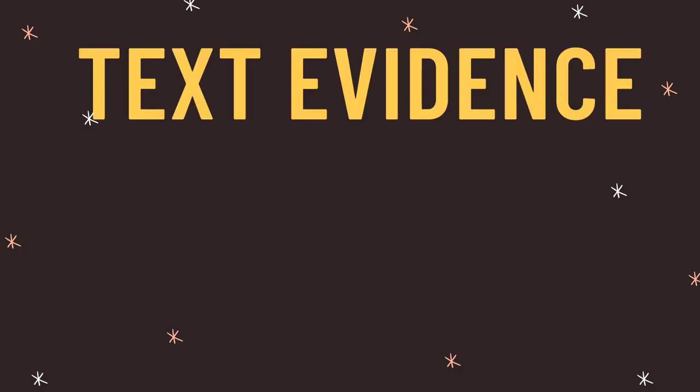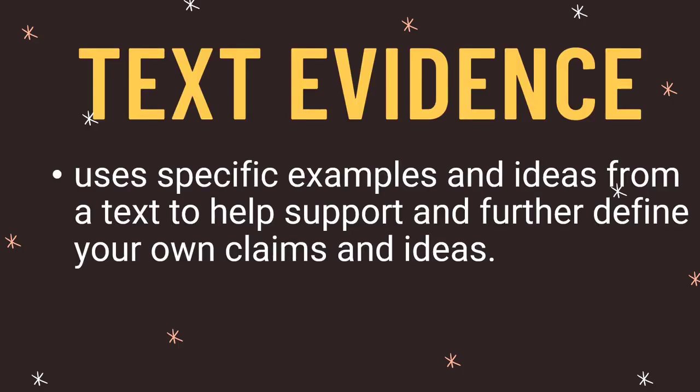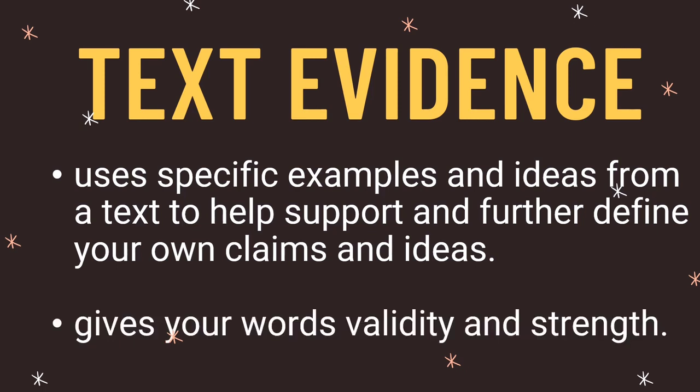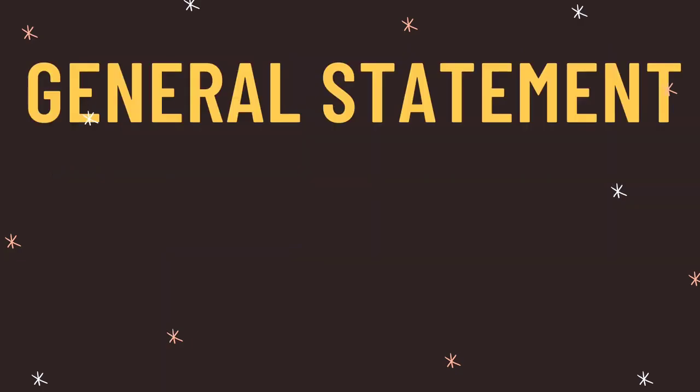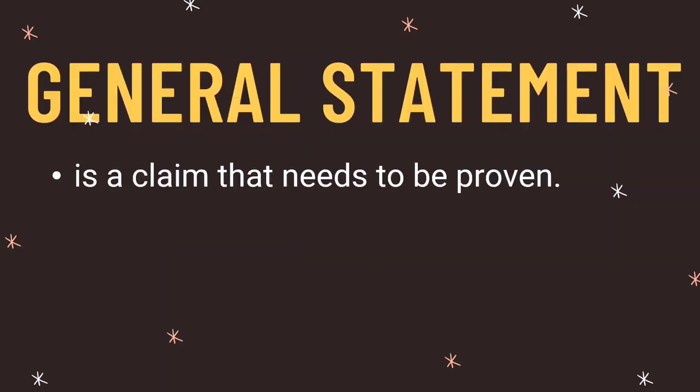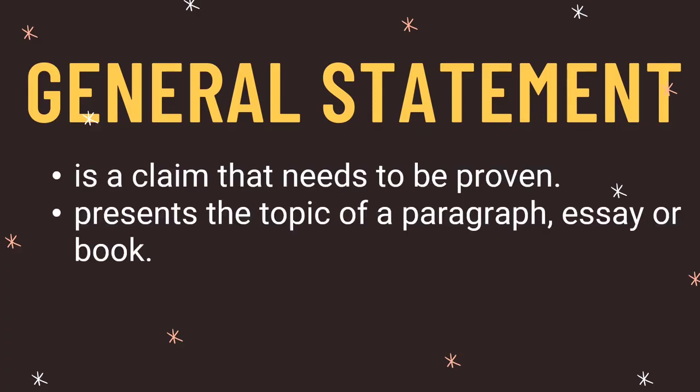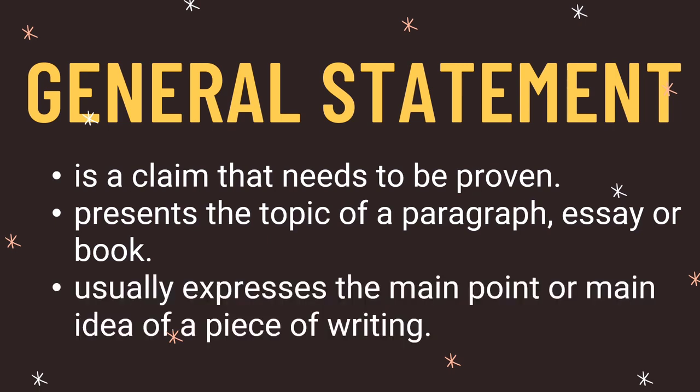Let's define text evidence. It uses specific examples and ideas from a text to help support and further define your own claims and ideas. It gives your words validity and strength. On the other hand, we have a general statement. It is a claim that needs to be proven. It presents the topic of a paragraph, essay, or book, and it usually expresses the main point or main idea of a piece of writing. Remember those two terminologies. Now, let me give you an example.